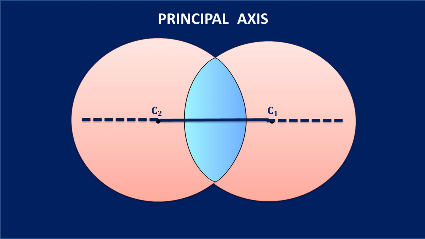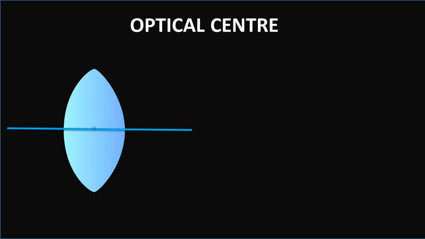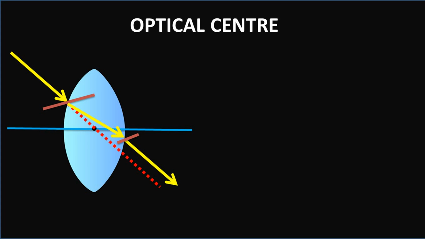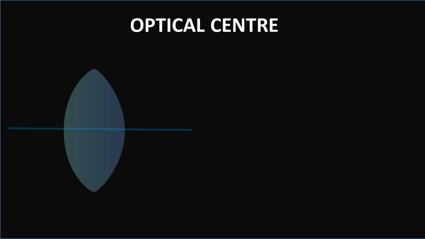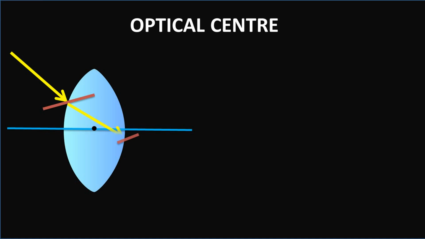Number 4. Optical center. It is a point on the principal axis of the lens such that a ray of light passing through this point emerges parallel to its direction of incidence. The optical center is the center of lens.